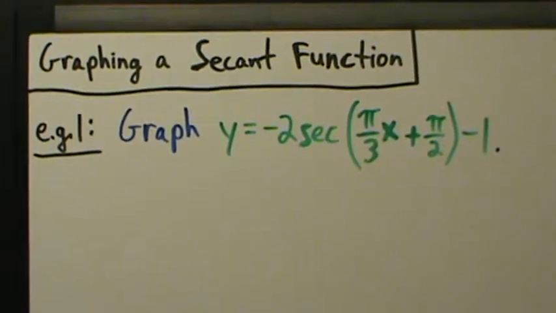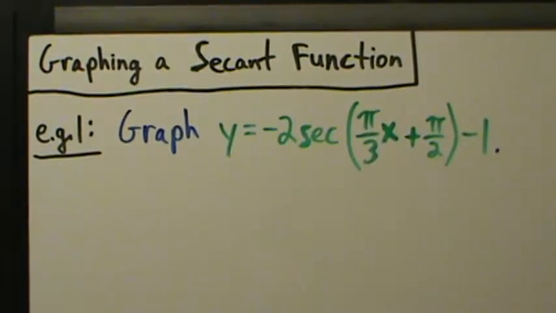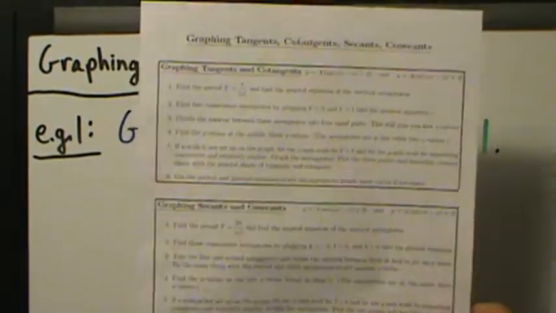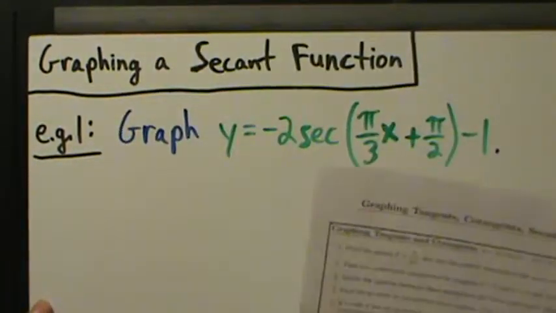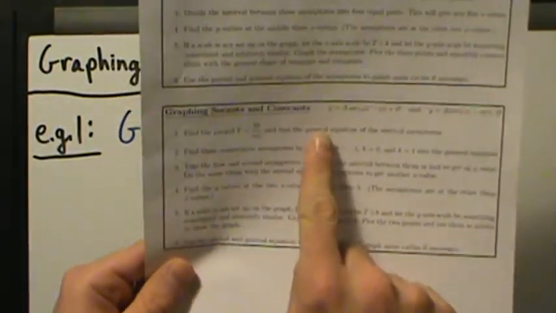Here's an example of graphing a secant function. In this video we're going to use a set of steps. It's the same paper from the tangent and cotangent videos, but now instead of the top box we're going to use this box here because it's for secants and cosecants.